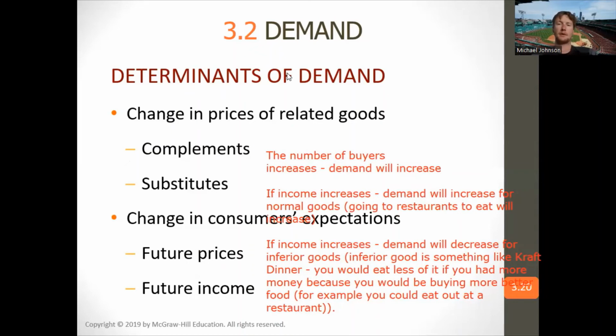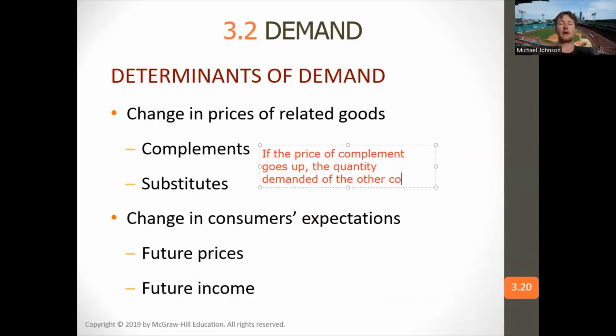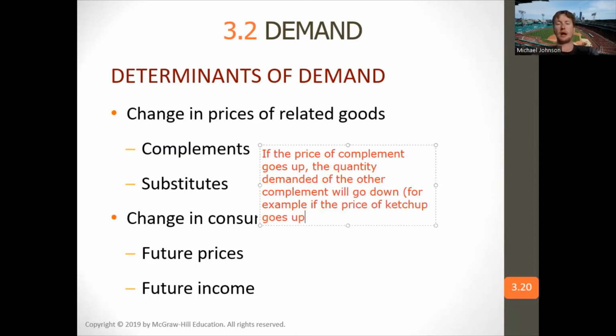So then, changes in prices of related goods. If the price of a complement goes up, the quantity demanded of the other complement will go down. For example, if the price of ketchup goes up, the quantity demanded for mustard will go down.